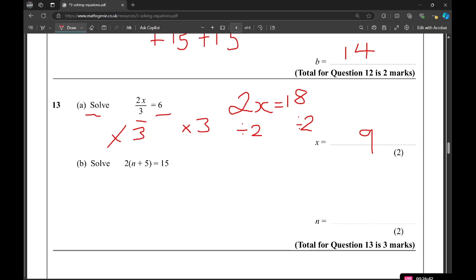What about part B, guys? Okay, so slightly more tricky. Solve 2 brackets n plus 5 equals 15. So step 1, obviously expand it. 2 times n makes 2n. 2 times 5 makes 10. Is equal to 15.